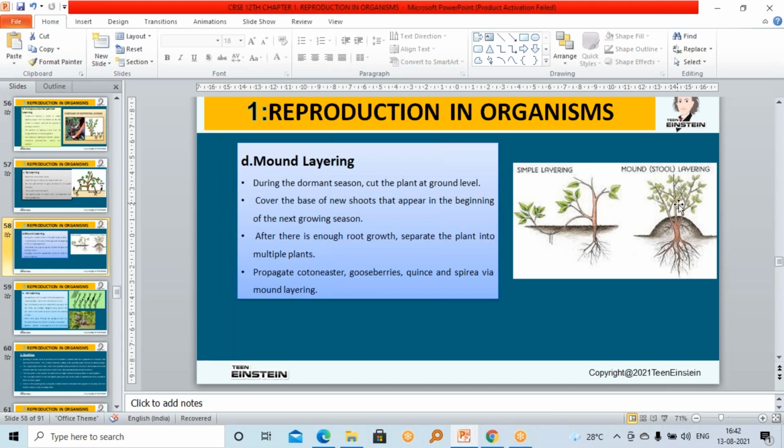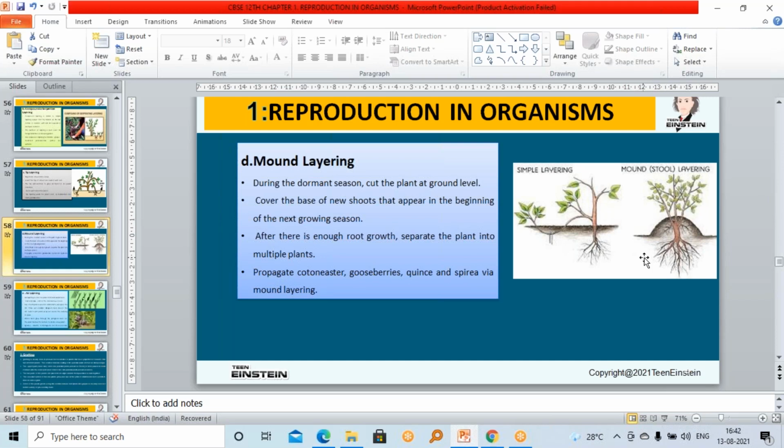So here you can see new shoots are formed here. This is simple layering. This is mound layering. In the picture, you can see the second one is mound layering. This is just simple layering. In the mound layering, new shoots are formed here. So up to that portion, by leaving the shoots above, they'll cover with soil.